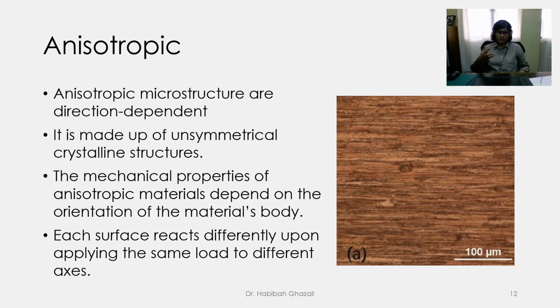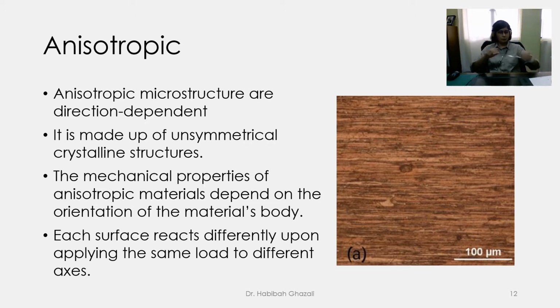Each surface will react differently when we apply the same load at different axes. So this implies that if a certain mechanical or thermal property is measured along the x-axis, the measurement will be different if we take it from the y or z axis. So that's what anisotropic microstructure, anisotropic behavior means. I think you can deduce from that statement that we want to avoid this in a structural application, because we don't know where the accidental load is going to come from.